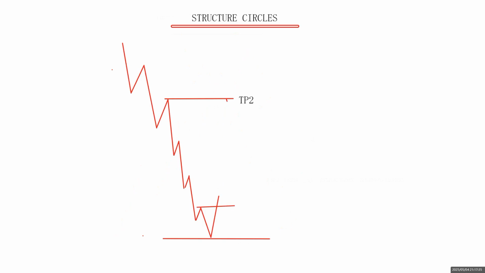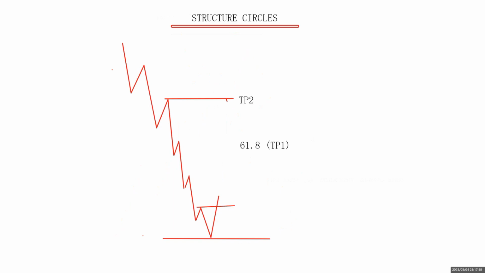Now where is your safest exit of prices? Your safest exit would be somewhere around here, at the 61.8, which would now be TP1. Why is this? Remember that the structure circle that was broken is a very small structure circle. You can see the length of this exhaustion. It is a very small structure circle.